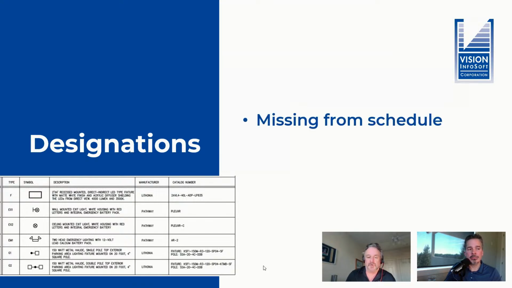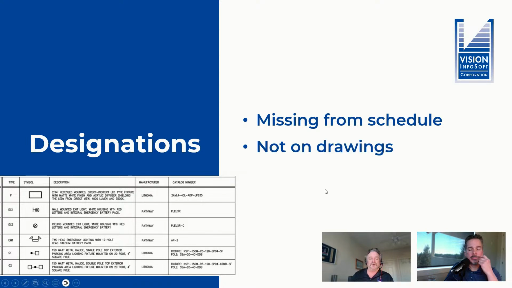Something that happens once in a while, and I mean maybe fairly often on the fixture takeoff, is that with your fixture schedule with these letters F and EX1 and G1, there may be fixtures on the drawings that aren't on the schedule. What do you do about that? The opposite happens too. There's a fixture on the schedule that's not on the drawings. That's not as much of a problem.